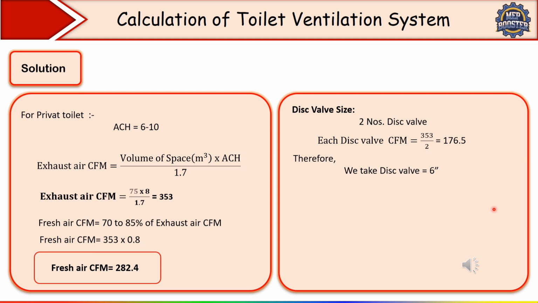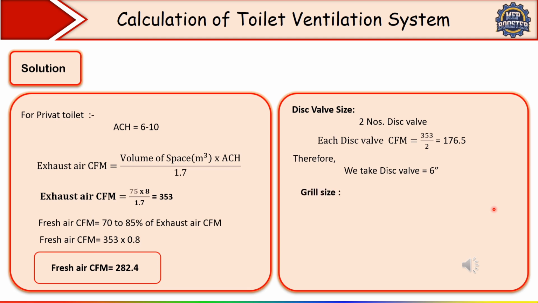So if I am using a 6-inch disc valve, how many disc valves do we need? One, because with the help of a 6-inch disc valve, what is the maximum amount of air we can exhaust? 180, up to. So one disc valve you can select. I have selected a 6-inch disc valve.